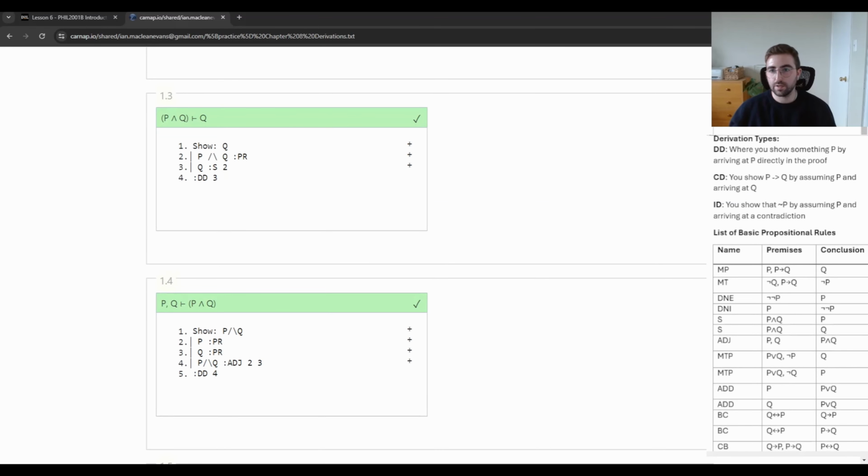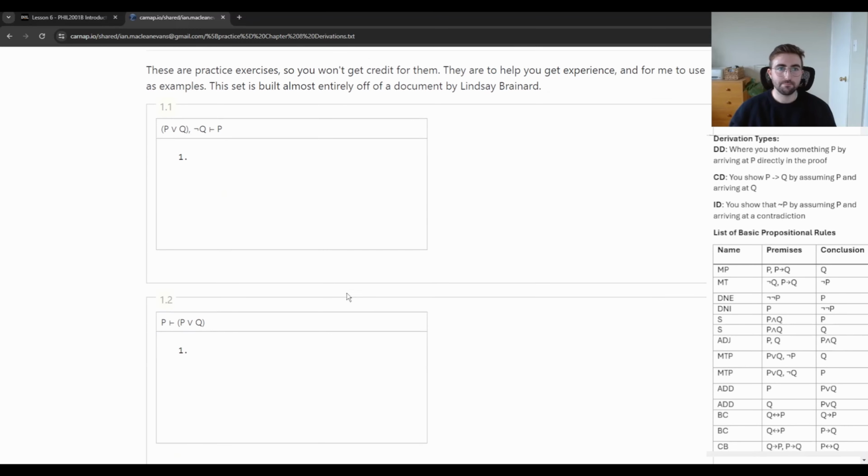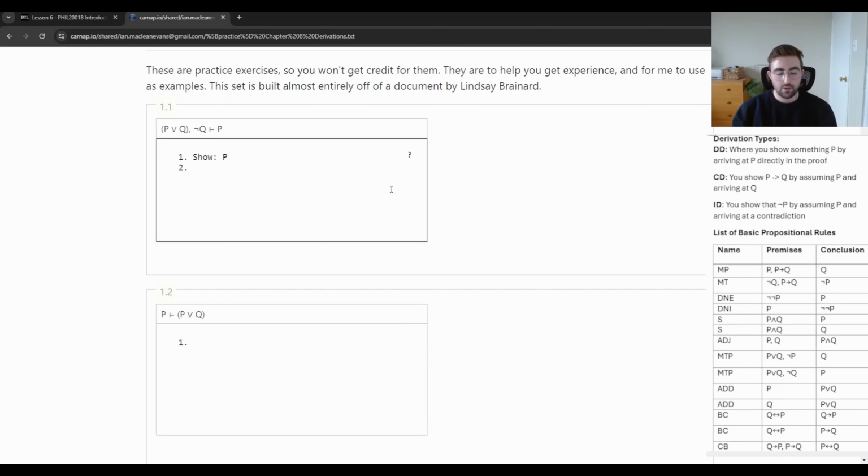And on the right side of the screen there, of course, you'll see the MTP and ADD rules, so you can keep an eye on them. But yeah, let's take a look at them. So in this case, we want to show P. We have P or Q, and we have not Q. We need to make sure our indents are good. These are both premises. Okay. Well, we know that P or Q is true, and we know that not Q is true. Since one side of this or statement has to be true, we know that P is true.